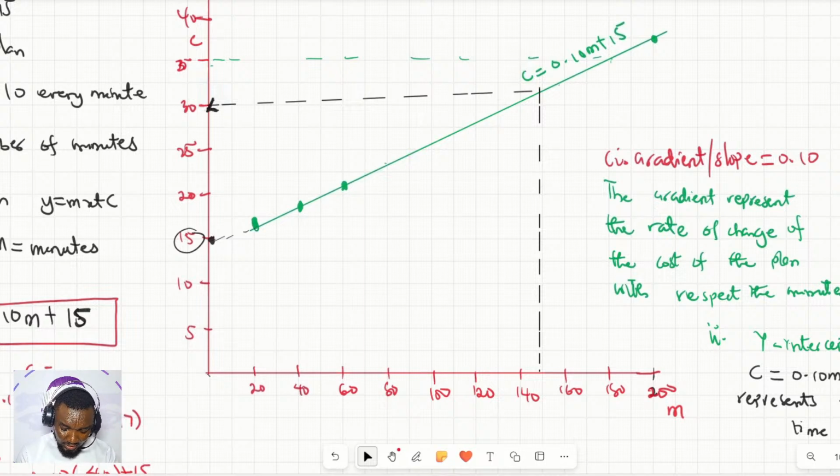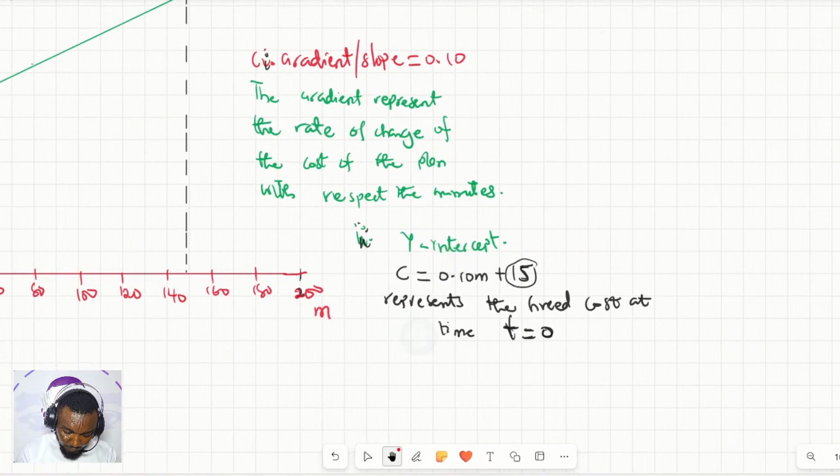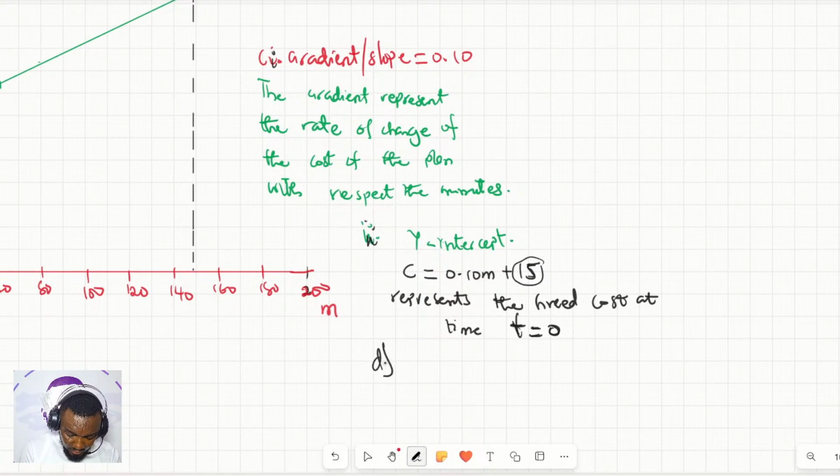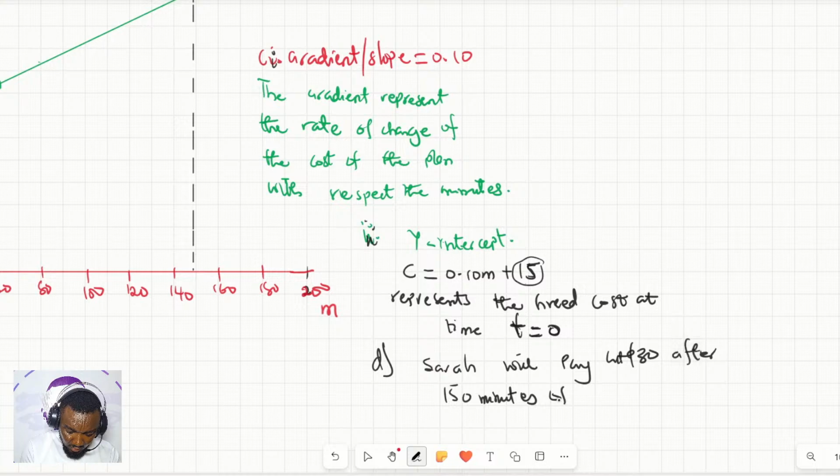So it means that we can conclude that, so these are CI, these are CII. It means that we can conclude that for D, Sarah will pay 30 Ghana cedi after 150 minutes of calls.